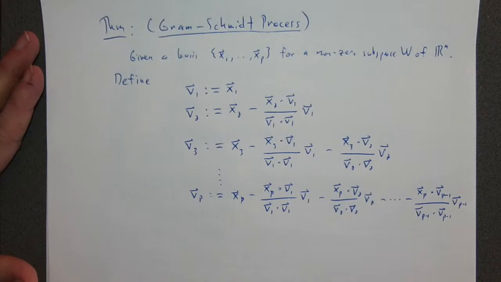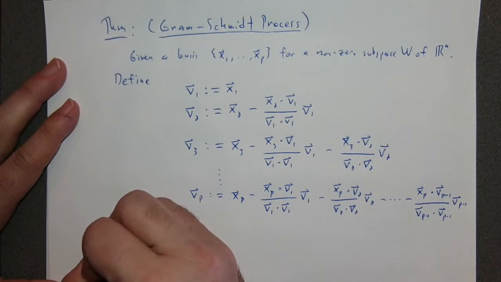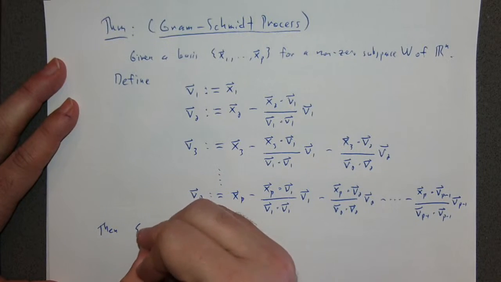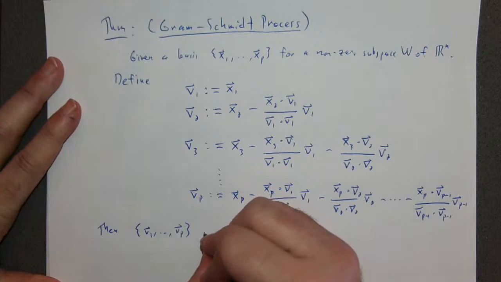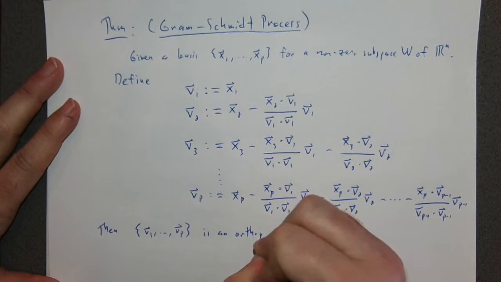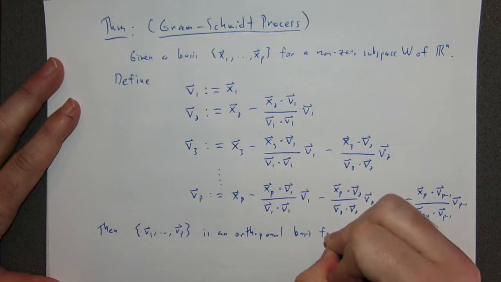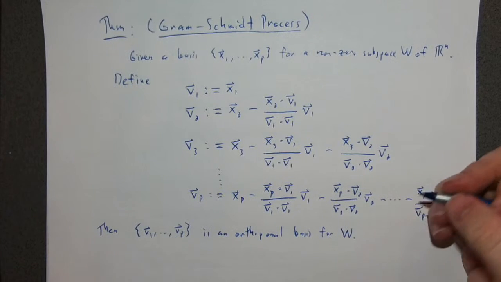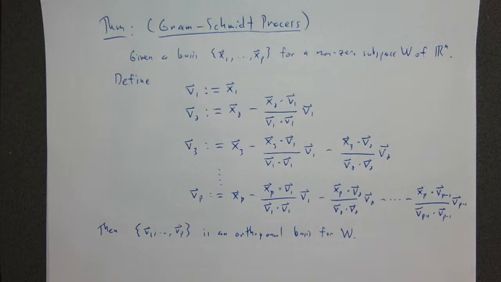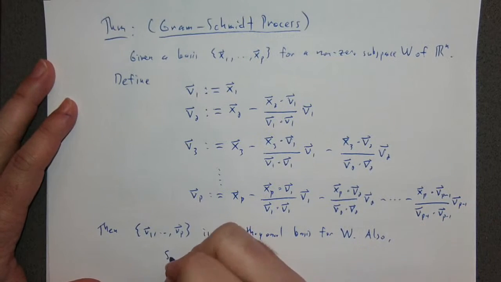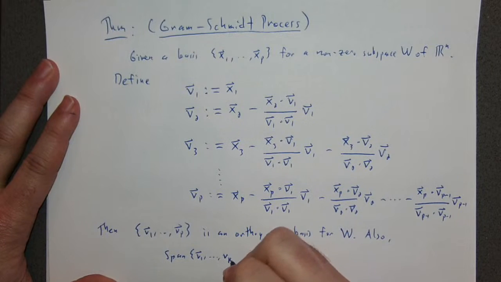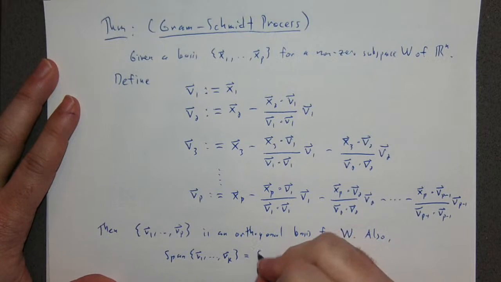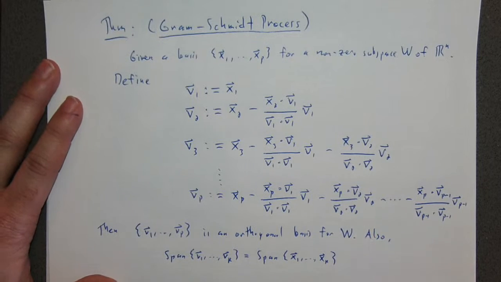And it turns out that these p vectors are orthogonal. So then the set v1 to vp is an orthogonal basis for W. Also, even better, the span of the vectors v1 up to vk is actually the same thing as the span of the vectors x1 up to xk for all values of k between 1 and p.